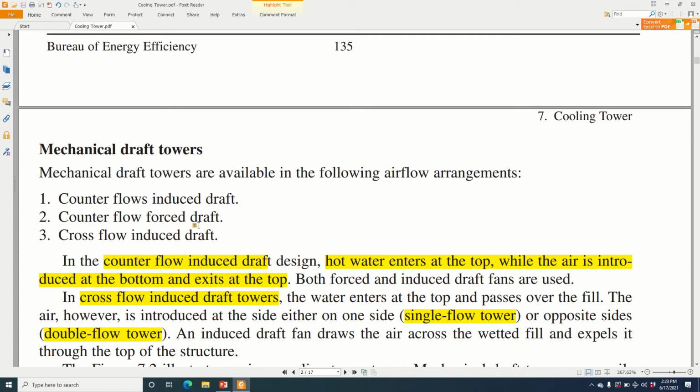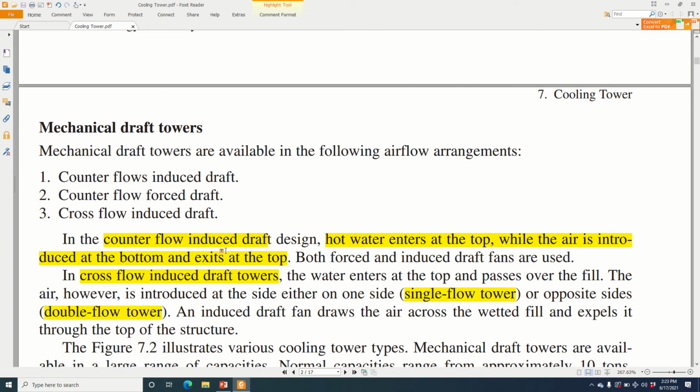The third type of cooling tower is the cross flow induced draft cooling tower. Now we will discuss each of them one by one. In the first type, which is the counterflow induced draft design, the hot water enters at the top while air is introduced at the bottom and exits at the top.